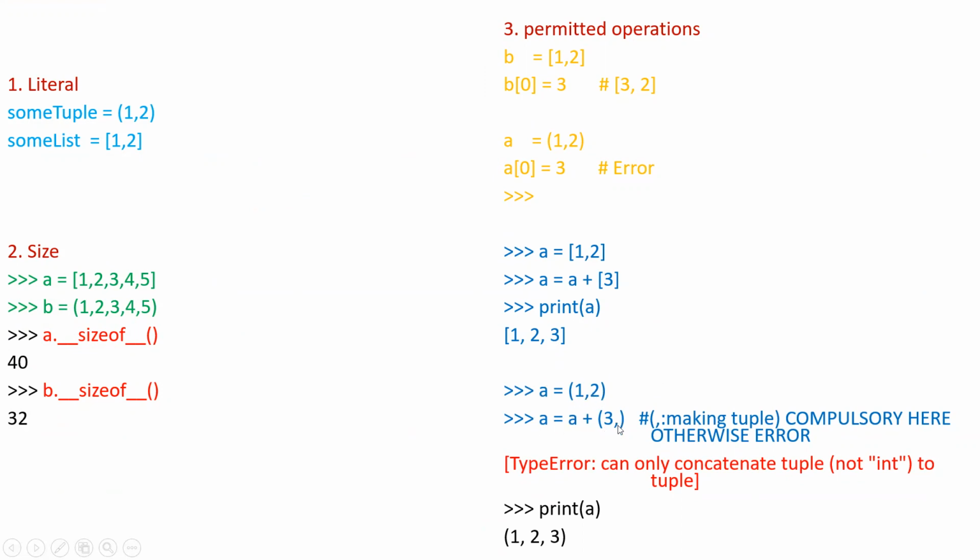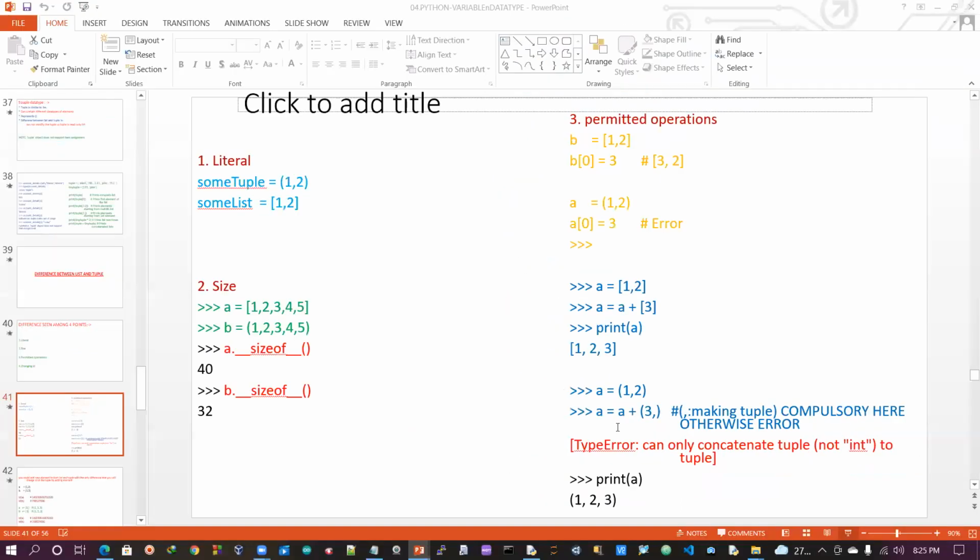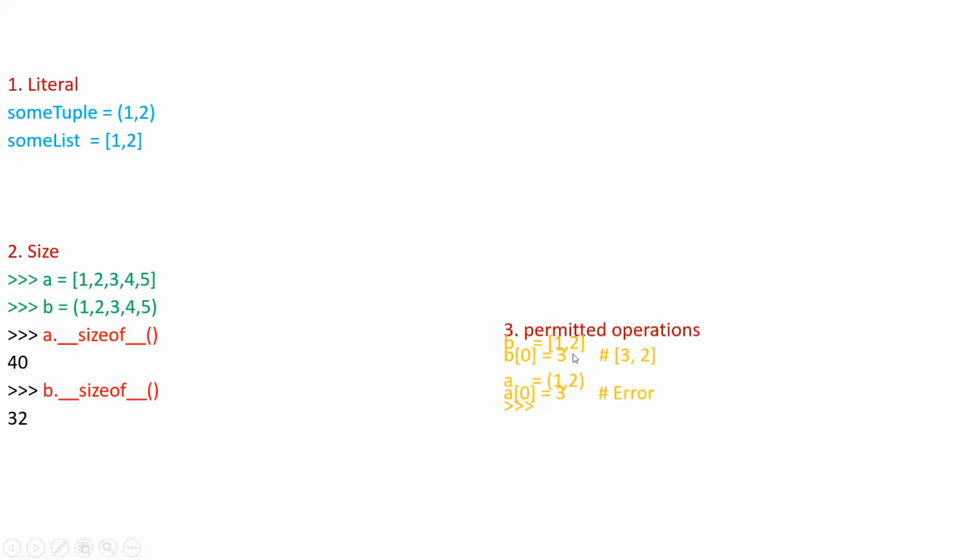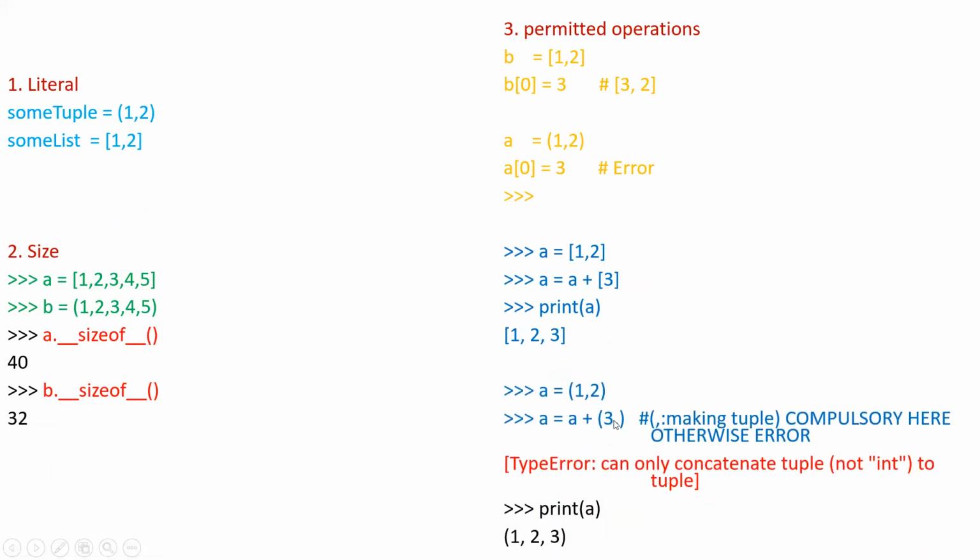So here, comma is necessary. Once again, I'm talking about A equals A plus 3. Comma is necessary. Why? In case of the tuple, if you omit the comma, then you will get the error. And which type of error you will get? You can only concatenate tuple to tuple.